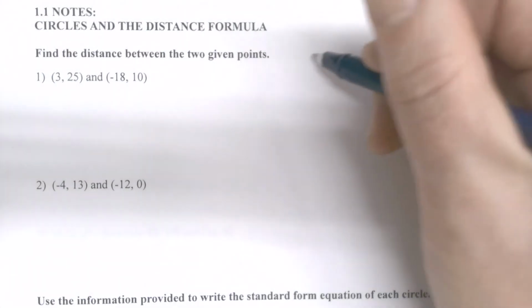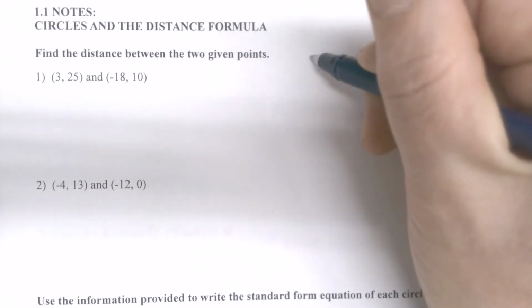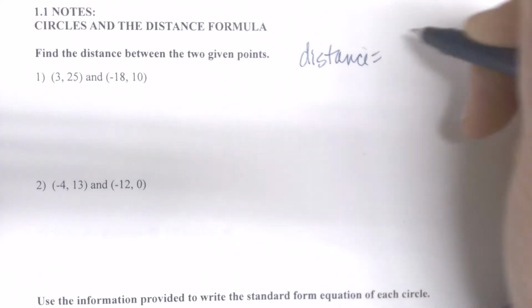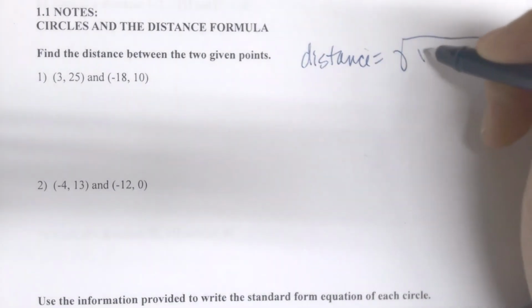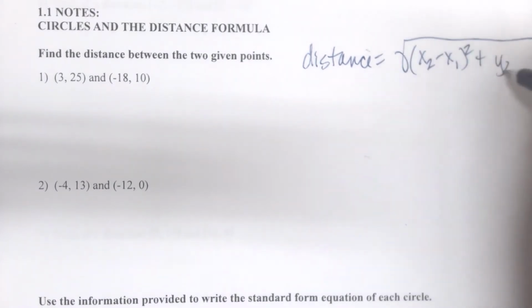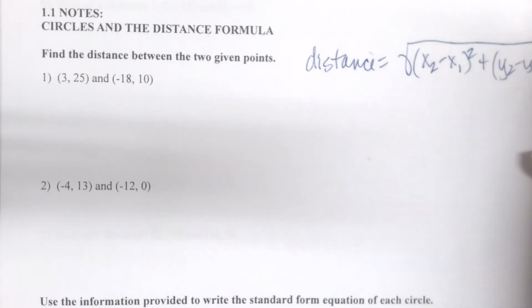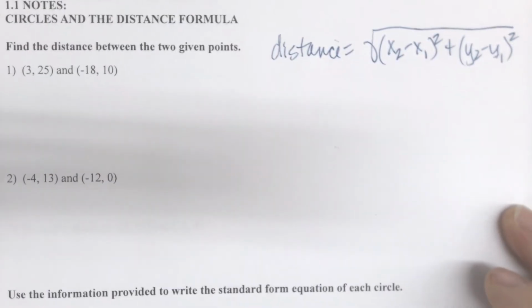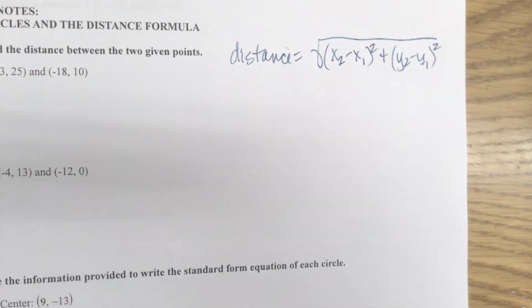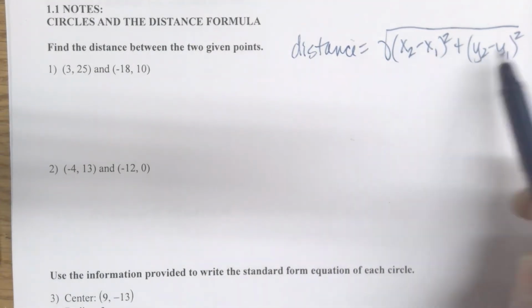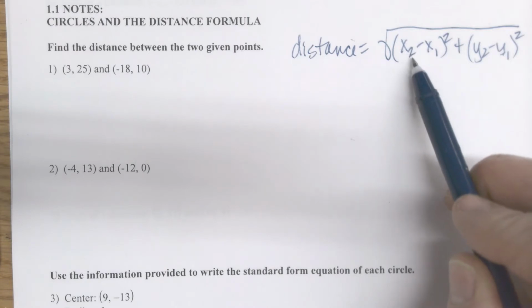Distance formula off of your formula sheet is: distance is equal to the square root of x2 minus x1 quantity squared plus y2 minus y1 quantity squared. These are subscripts underneath x2, x1, y2, y1, and that just means I'm talking about two different x values, and they come from the points.